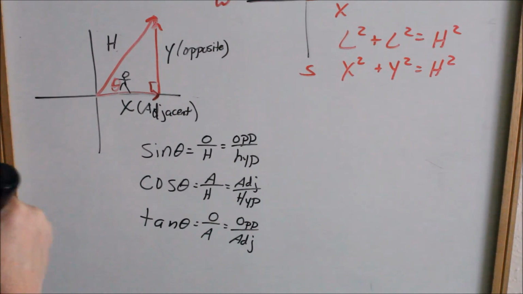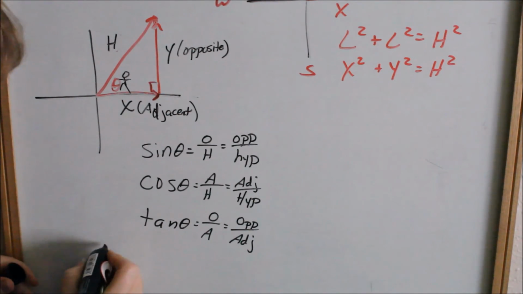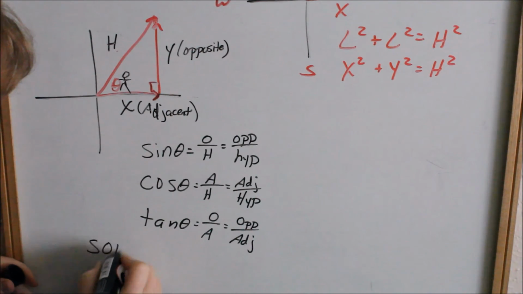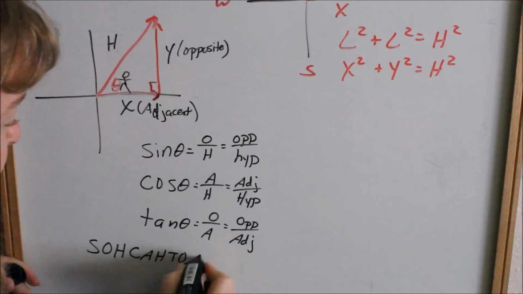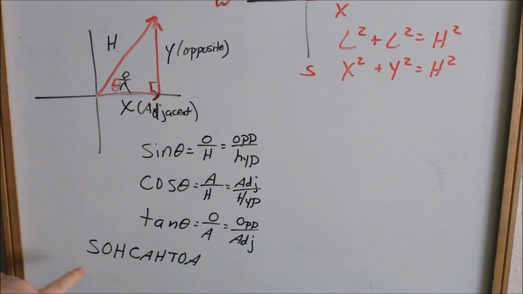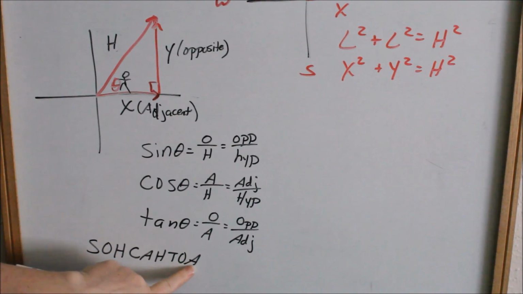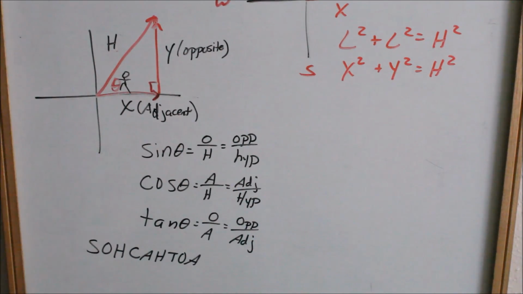Also, with sine, cosine, and tangent, there is an acronym that can help you remember. SOH CAH TOA. Sine is opposite over hypotenuse. Cosine, adjacent over hypotenuse. Tangent, opposite over adjacent. So this acronym, SOHCAHTOA, can help you remember the trig functions.